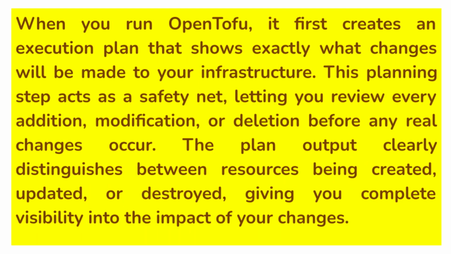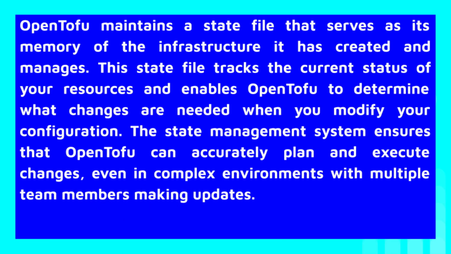When you run OpenTofu, it first creates what's called a plan, essentially showing you exactly what it's going to create, modify, or delete. This is like a preview before making any real changes. Once you approve the plan, OpenTofu talks to your cloud providers through their APIs and creates the actual infrastructure. It keeps track of everything it creates in something called a state file. Think of it as OpenTofu's memory of what it has built. The beauty is that you can change your configuration files later, and OpenTofu will figure out what needs to be updated to match your new requirements.